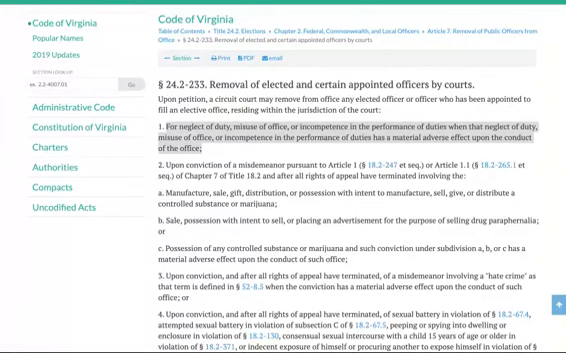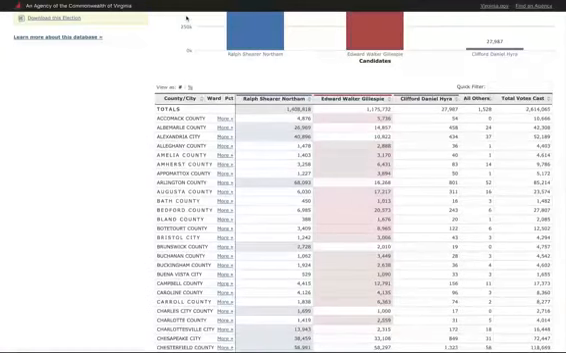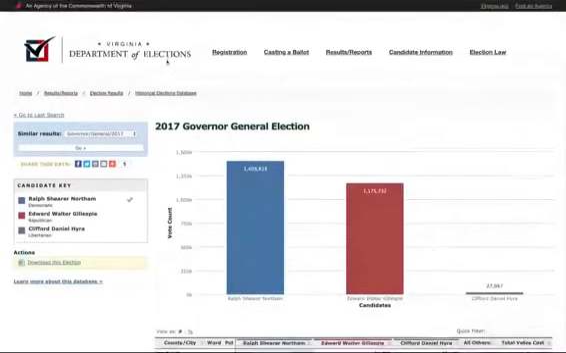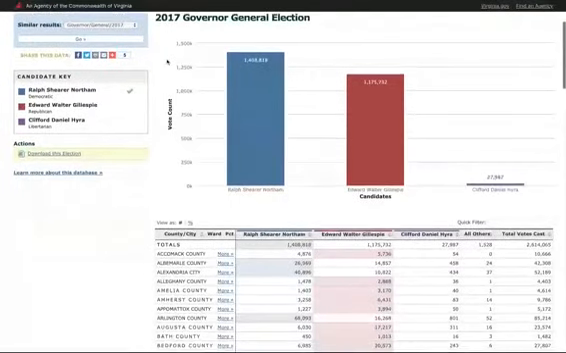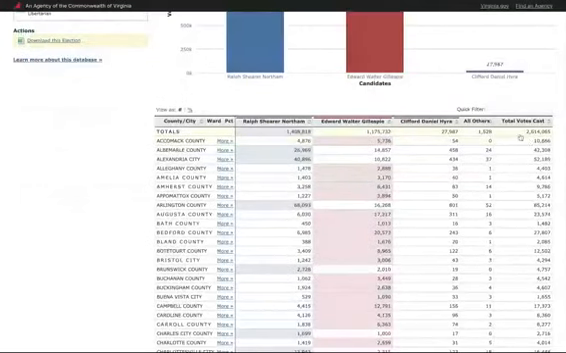All right, so I'm about to sign off here, but look, here's the code section 24.2-233. Okay. All right, and then here's the voter registration elections database. Okay. It's very easy to find. It's right on the Virginia elections page. And these are the numbers right here.